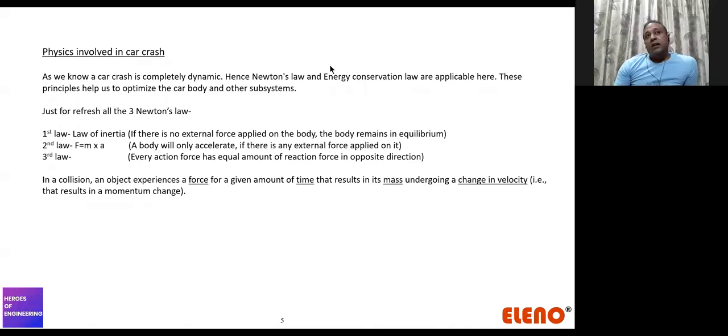But for equilibrium in CAE, we sometimes calculate up to 90 milliseconds, sometimes 100 milliseconds, sometimes 150 milliseconds. This depends on the load cases, definitely. When we apply the force for a particular time, the body changes its velocity. This is the complete physics that works in a car crash. Let's go to another slide to understand what is happening in the car crash.